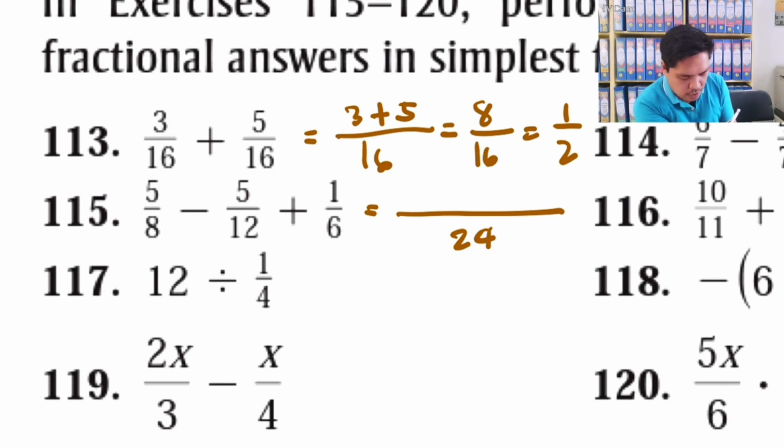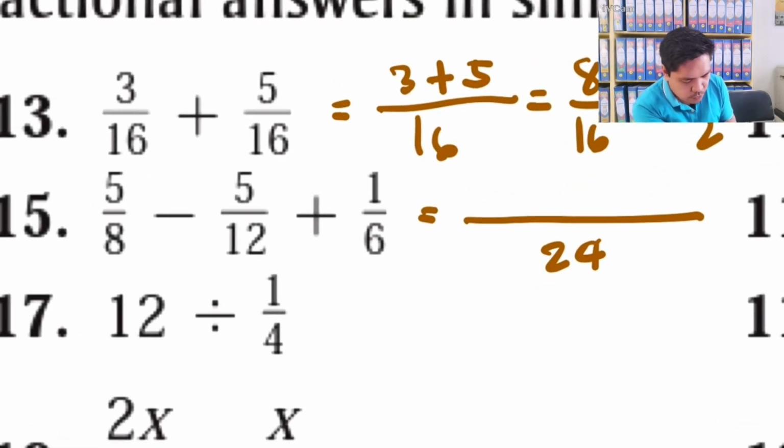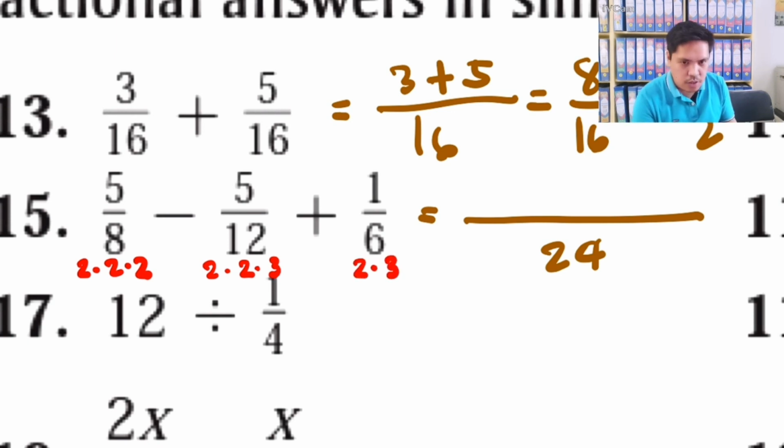Let's check by factors. This is spoon feeding pa ha. Ano yung mga factors ng 8? The factors of 8 are 2 times 2 times 2. How about the factors of 12? That would be 2 times 2 times 3. And the factors of 6? That's 2 times 3.